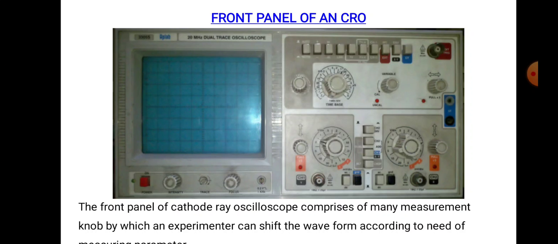This is the physical instrument. This is the front panel of the CRO. The front panel of the cathode ray oscilloscope comprises many measurement knobs by which an experimenter can shift the waveforms according to the need of the measurement parameters. We have various terms on the front panel here. We will discuss them one by one now.